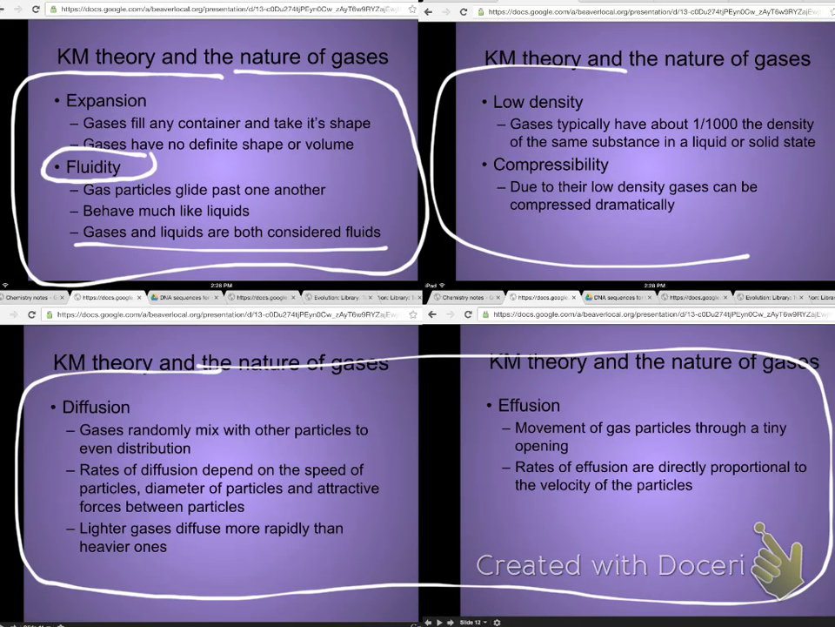And the big thing to know about this is that the rate of diffusion is all about the speed of the particle. And what controls the speed of the particle? It's mass. At the same temperature, a more massive particle moves more slowly.